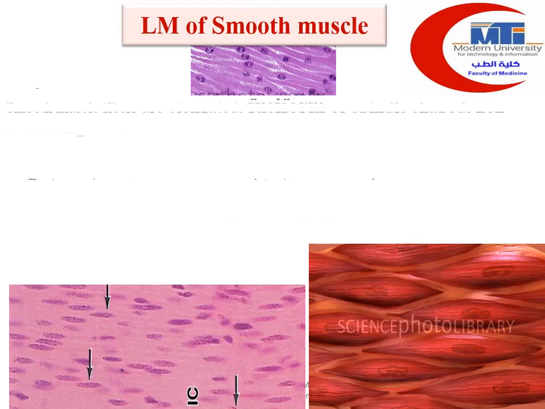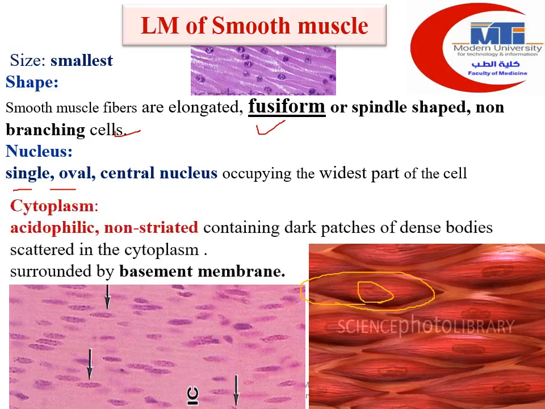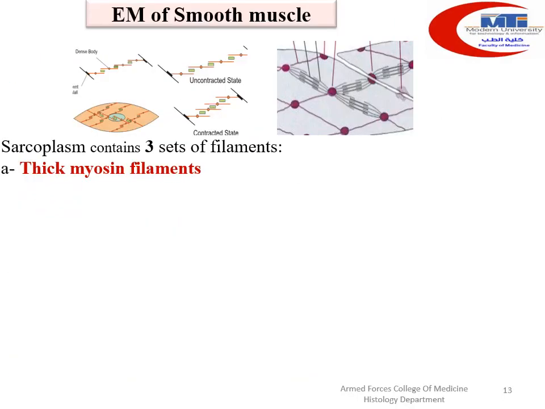Under the light microscope, the smooth muscle is the smallest fiber, fusiform or spindle in shape, a non-branching cell, and the nucleus is central, single, oval. Notice with me, spindle in shape, the nucleus central single oval. The cytoplasm is acidophilic, there is no striation, but it is surrounded by a basement membrane.